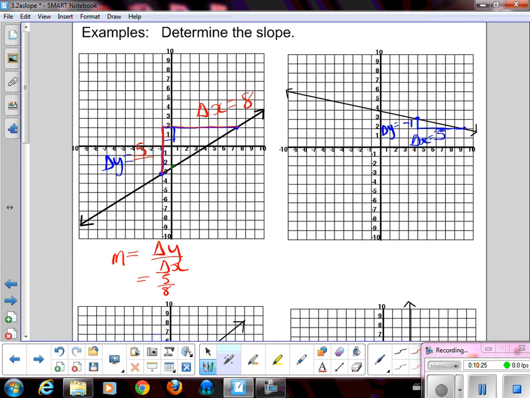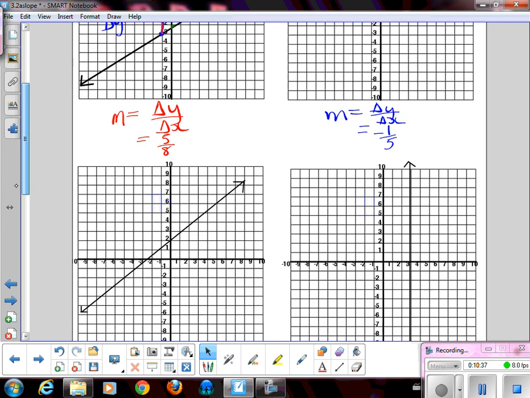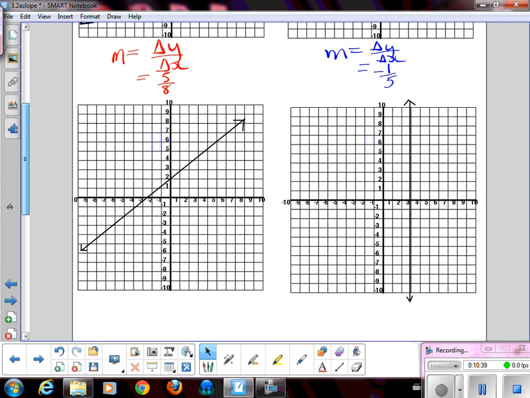So my slope, and each time I do write the formula down, delta y over delta x, is -1 over 5. And let's keep on going. We have a few more here to do.